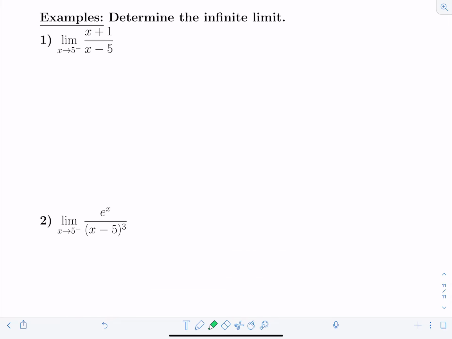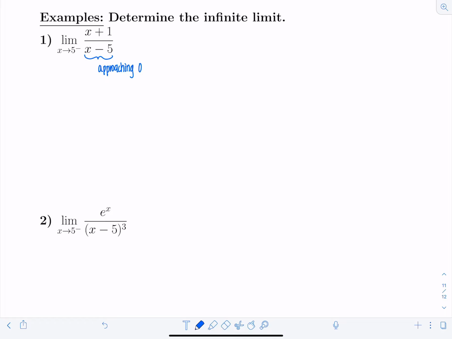So examples, determine the infinite limit. So let's see what's going on. They're telling me we're approaching 5 from the left-hand side, and we're looking at x plus 1 over x minus 5. All right, so what I notice is as x approaches 5 from the left, this denominator is approaching 0. And then as I approach 5 from the left, the numerator is not approaching 0. It's approaching some constant. What I want to know is whether the sign of the entire expression is positive or negative.